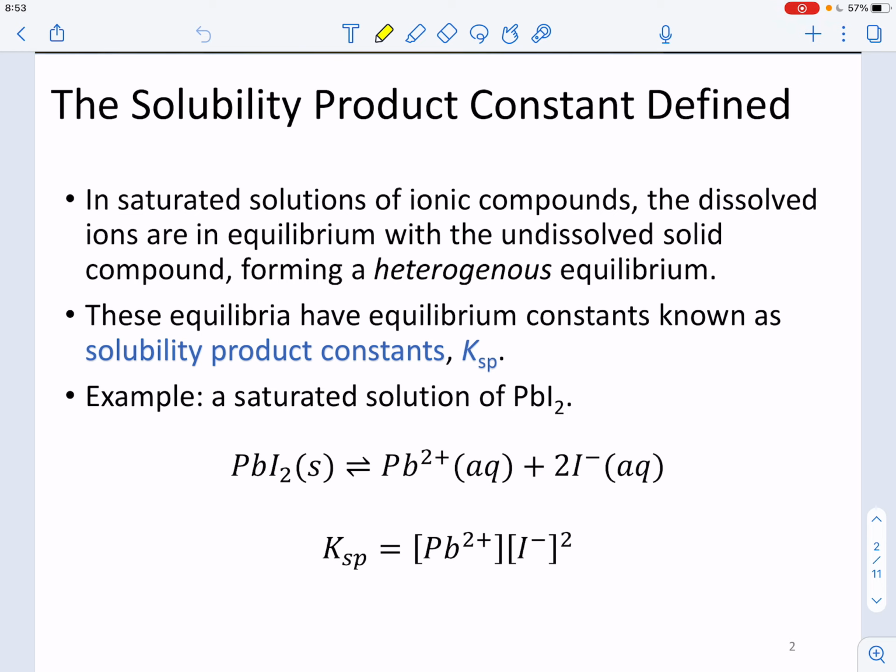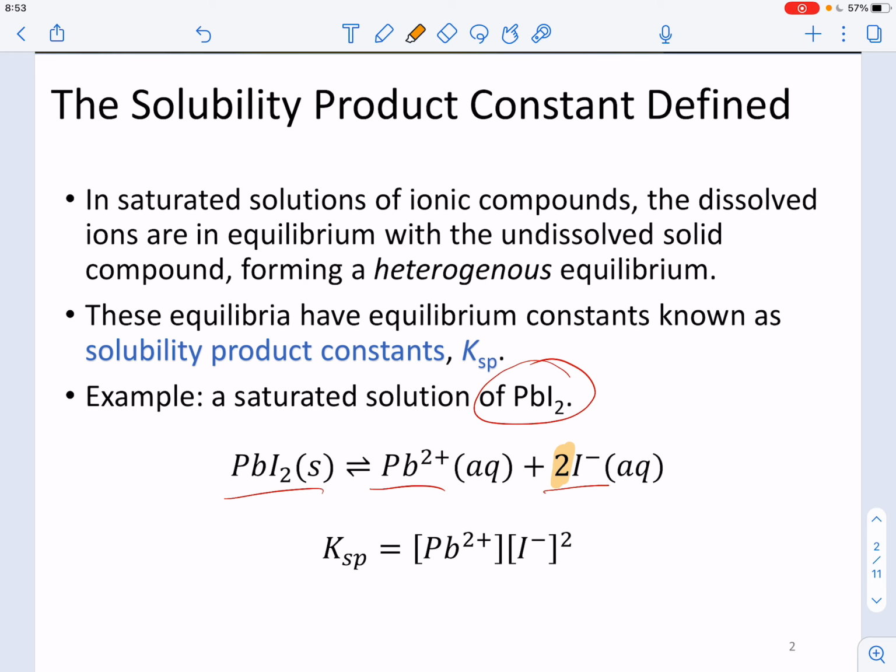Okay? Since this is a form of heterogeneous equilibrium, the first thing that we have to start with is the dissolution equation for that particular solid. In the case of lead iodide here, the dissolution of lead iodide involves dissolving the solid, and out of this solid you will obtain one lead 2 plus ion and two iodides. Okay, and here it is very important to keep track of what the stoichiometry of this salt is, because we are writing an equilibrium constant for that particular dissolution.